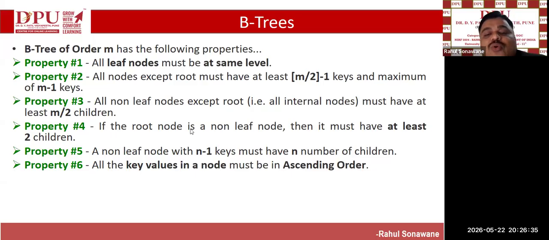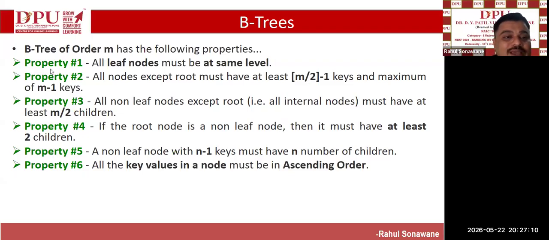If the root node is a non-leaf node, then it must have at least 2 children. At least it means it should be a binary tree at the basis. Now, a non-leaf node with n minus 1 keys must have n number of children. So that is the same property taken from the M-way tree. All keys in the node must be in the ascending order. So this property is also taken from the M-way search tree.